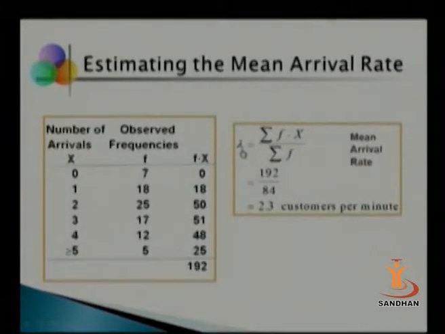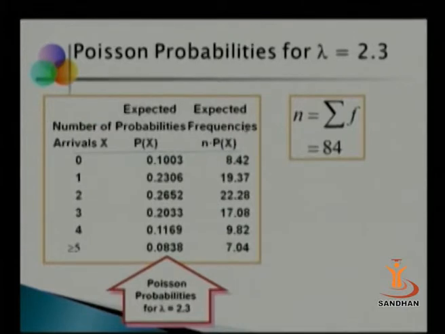This is not the value of lambda, but it is the estimated value of lambda. That means the average number of customers arrived per minute. So it is also called the mean arrival rate. So in this way one can estimate the parameter involved in the distribution. Then by using the Poisson probability law, one can calculate the Poisson probabilities. So these are the Poisson probabilities for various values of x. For x equal to 0, the Poisson probability is 0.1003 and so on. These are Poisson probabilities for lambda equal to 2.3.